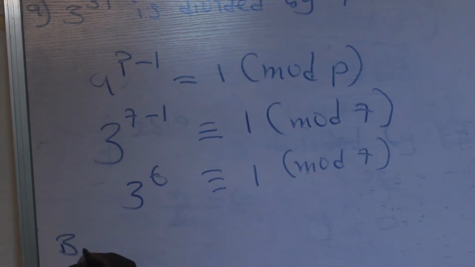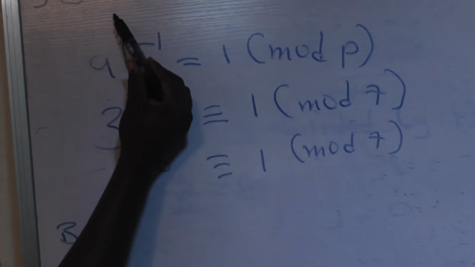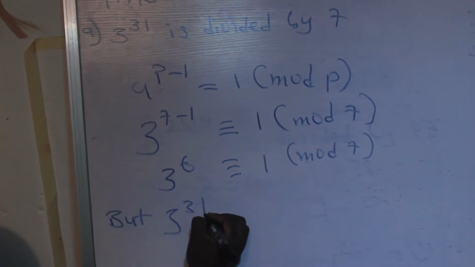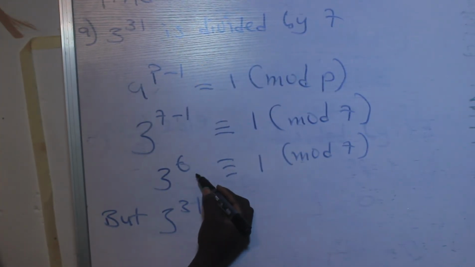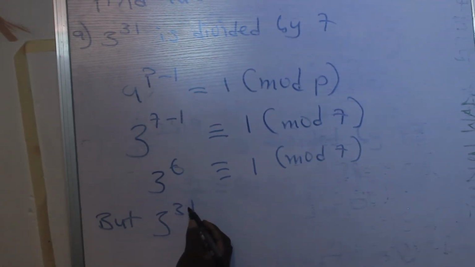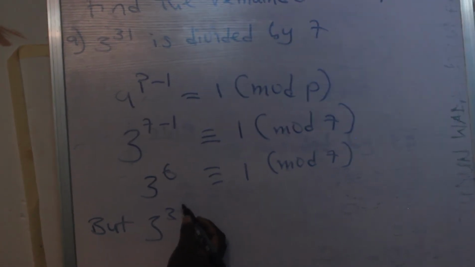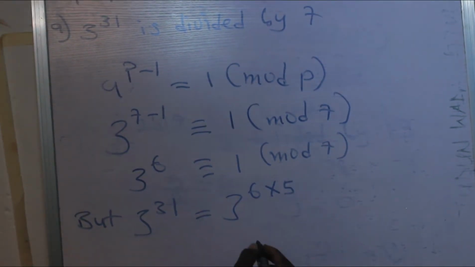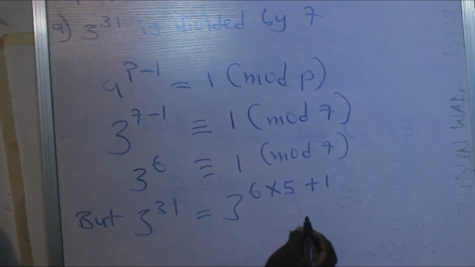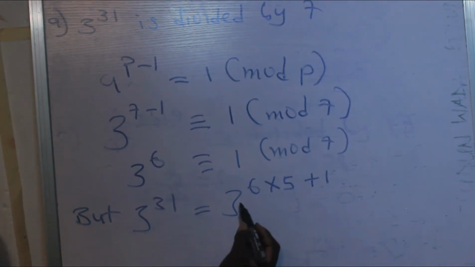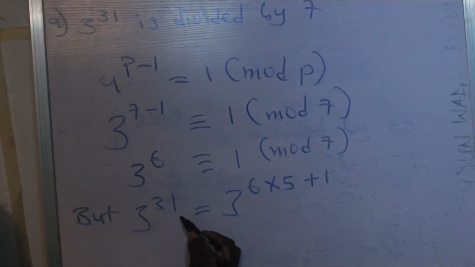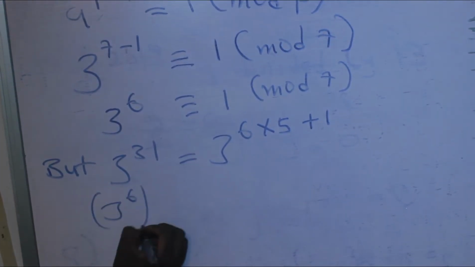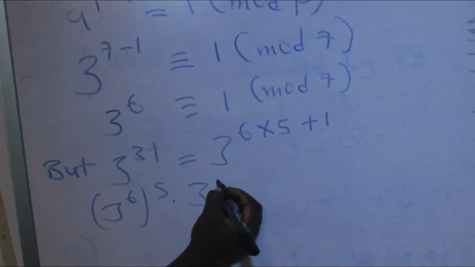But we are asked to find the remainder when 3 raised to the power 31 is divided by 7. So we express 3 raised to the power 31 to look like 3 raised to the power 6. We divide 31 by 6, we have 5 with remainder 1. So we say 3 raised to the power 6 times 5, plus 1, which gives us 3 raised to the power 31. In indices, we can express it as 3 raised to the power 6, all raised to 5, dot 3 raised to the power 1.